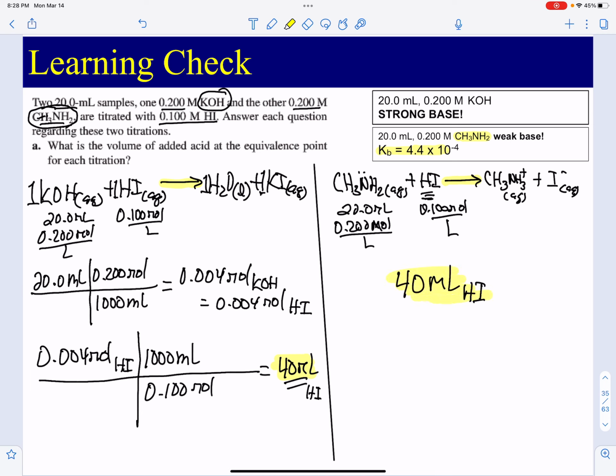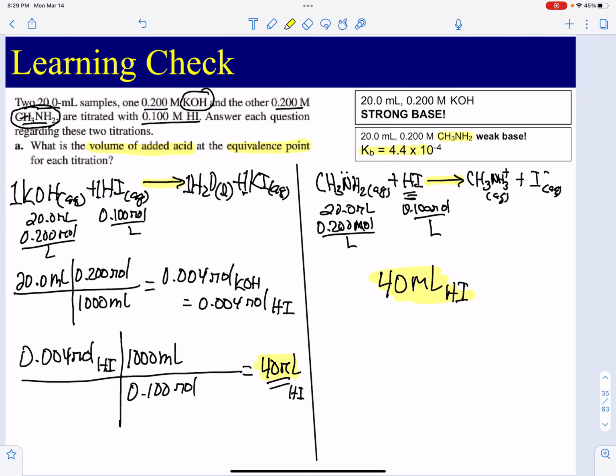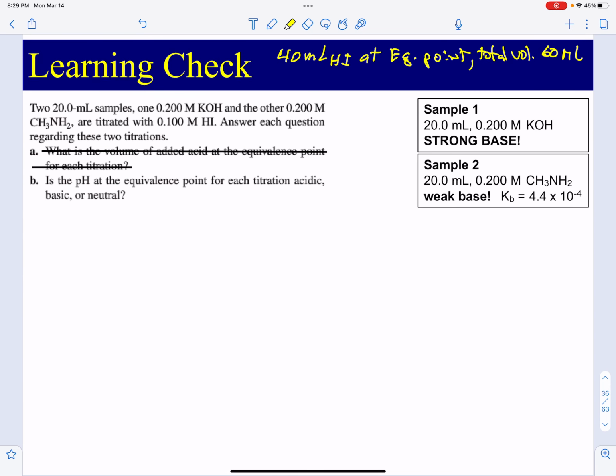So we haven't done anything related to 1412. All of this is general chemistry 1, right? Stoichiometry with molarities. So we found out the volume of acid added at the equivalence point. Next question. Is the pH at the equivalence point for each titration acidic, basic, or neutral?